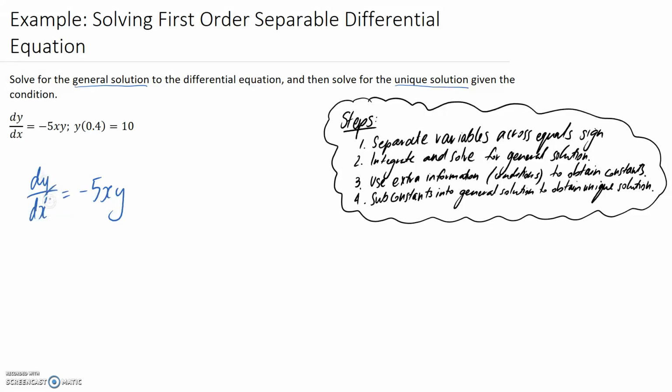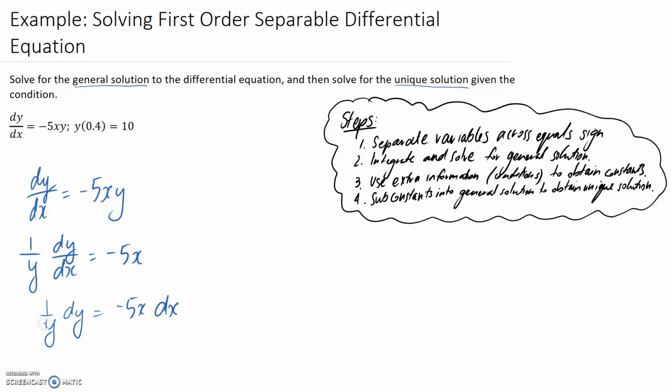So our variables that need separating are the x's and the y's. Something like a 5 is a constant, so it doesn't matter what side that ends up on. It's just the x's and the y's that need to be separated across the equal sign. So as a first step, what I might do is bring the y to the other side of the equation. So that means it's going to become 1 on y, dy on dx, is equal to negative 5x. And then as a second step, I'm going to move this dx up to the right-hand side, and then that should be pretty much it in terms of achieving separation.